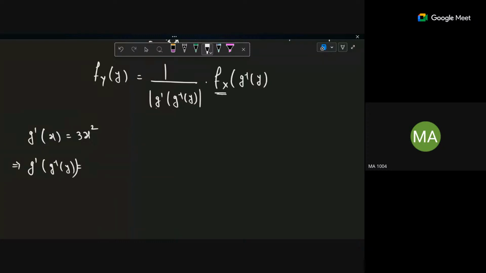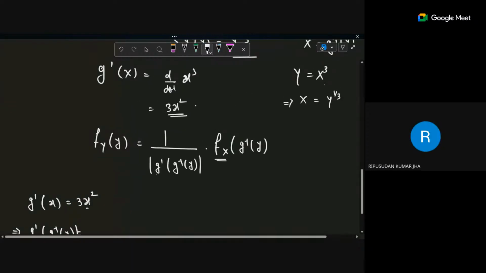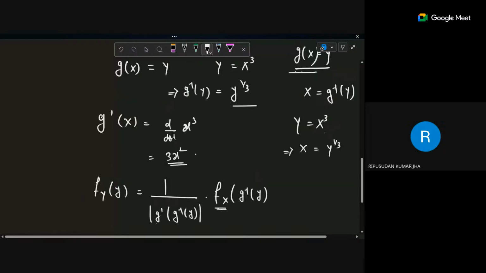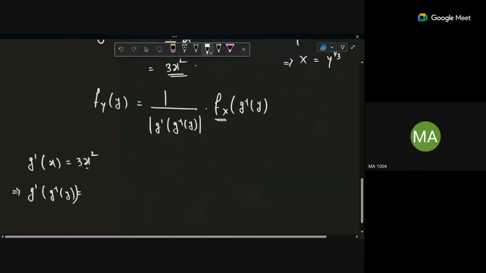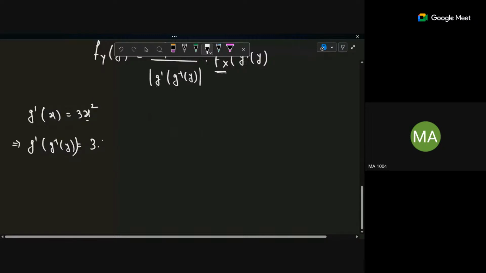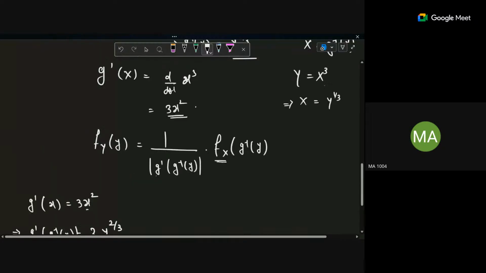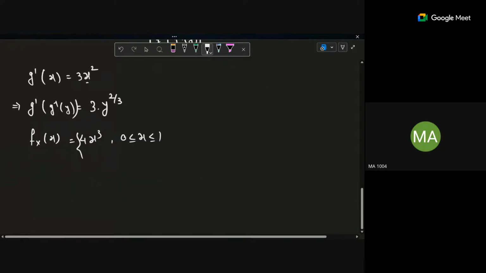You just have to put g inverse of y in place of x. So 3 into y raised to the power 2 by 3, because g inverse of y is y raised to the power 1 by 3. Fine. And if your fx of x is 4x cube in the range 0 to 1, that's what we are dealing with, so our PDF of y is in the range 0 to 1 only. Then 4y.